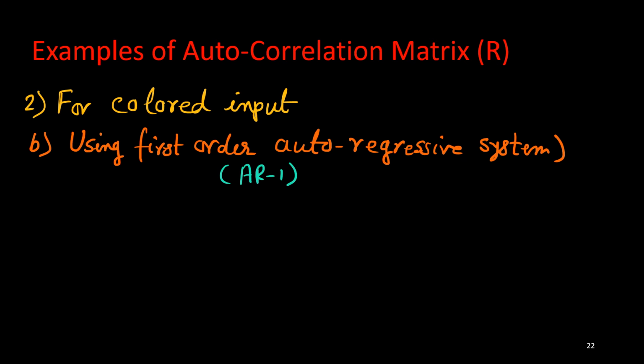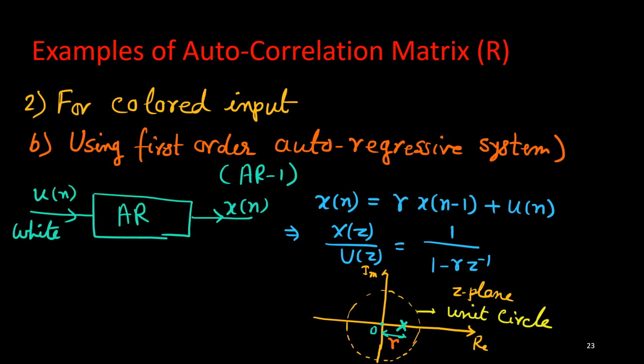Now I'll consider the AR1 process, autoregressive system of order 1, by which we can also generate colored input. Now u(n) is as usual a white input sequence, and this is the autoregressive 1 process, and the output sequence is x(n). The relation we have considered here is that x(n) depends on previous values of x(n), meaning r times x(n minus 1) plus u(n). If you take the z transform on both sides, then X(z) upon U(z) will become 1 upon 1 minus r z to the power minus 1.